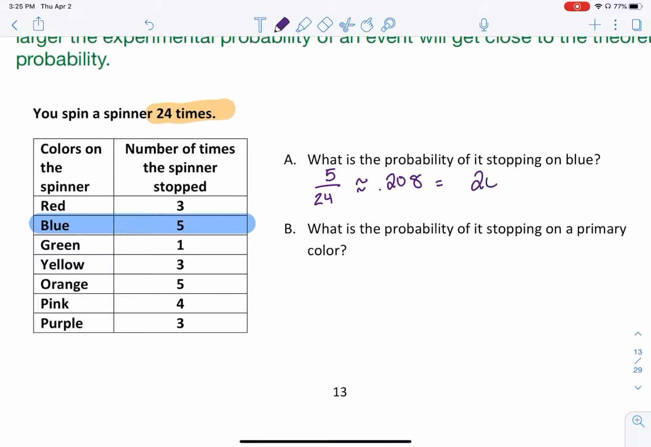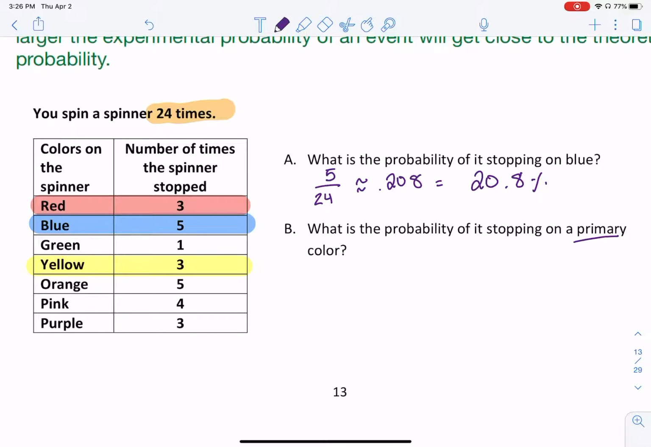Which is about 20.8%. All right, what's the probability of it stopping on a primary color? Okay, so if you didn't know your primary colors, you could Google it. But our primary colors are, one of them is blue, one of them is red and the other one would be yellow. So we have red, blue, and yellow as our primary.